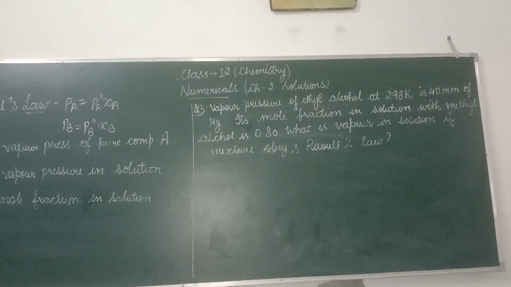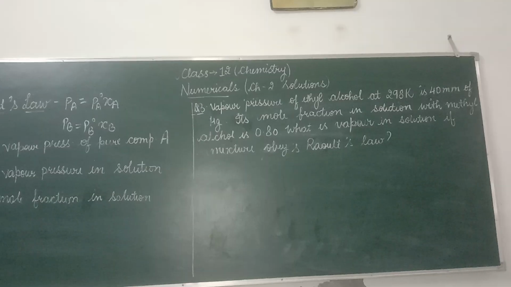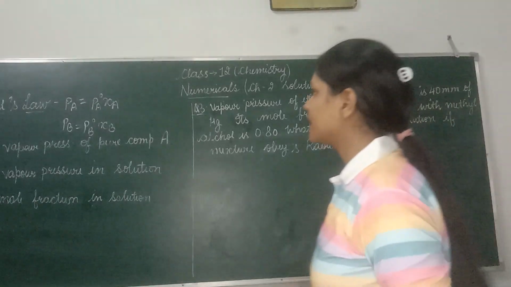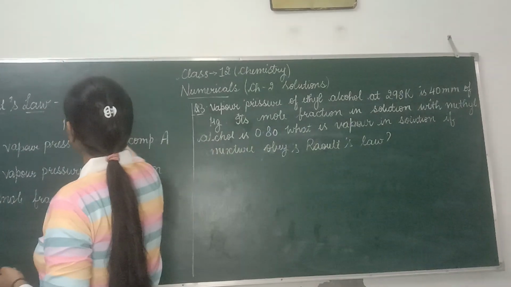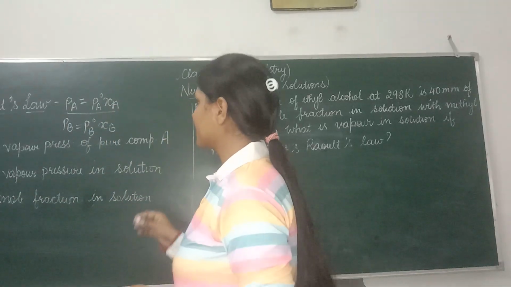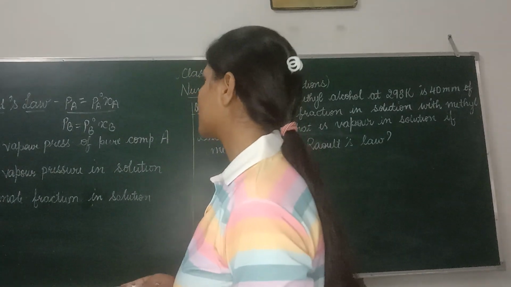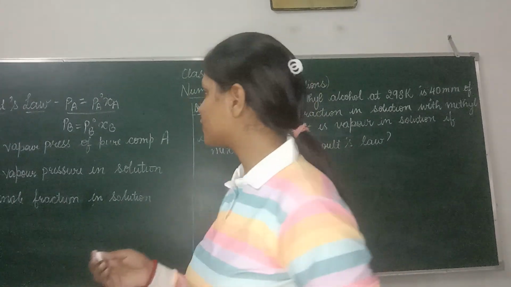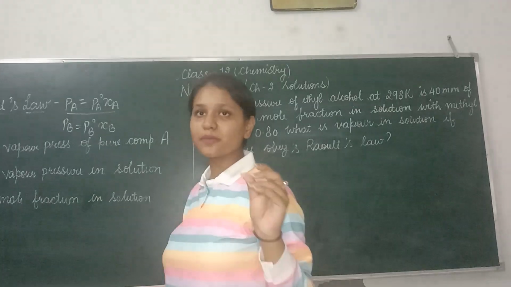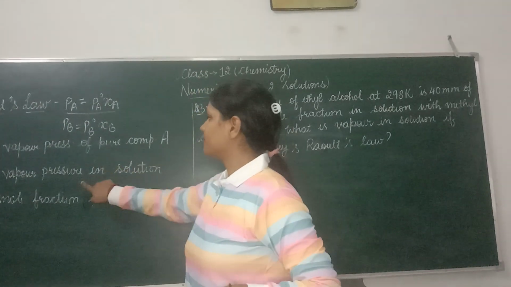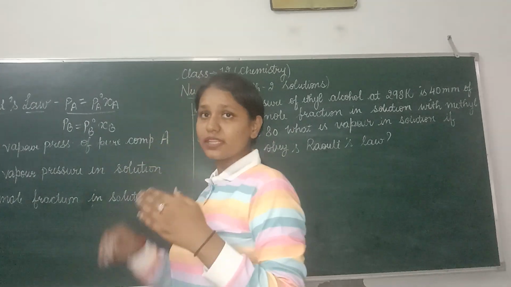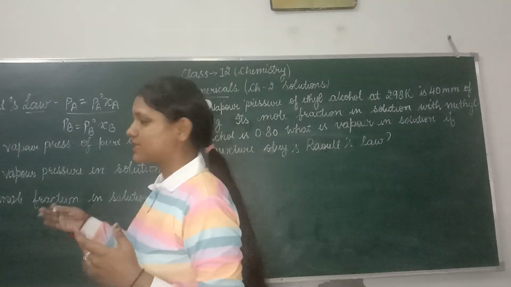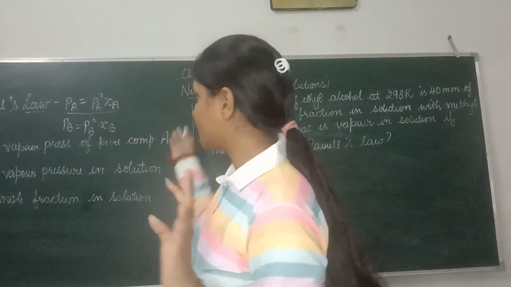Next question is based on Raoult's law. Raoult's law says that PA is equal to PA naught multiplied by XA, and PB is equal to PB naught into XB. PA is the vapor pressure of component A in the solution, PA naught is the vapor pressure of the pure component A, and XA is the mole fraction of component A.